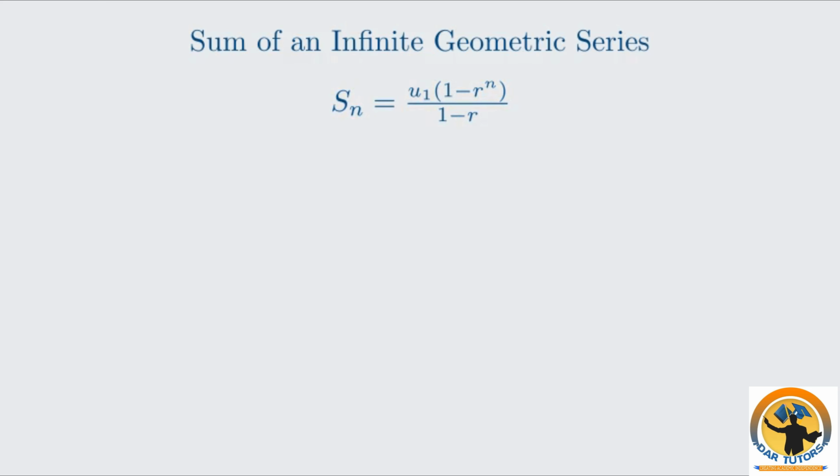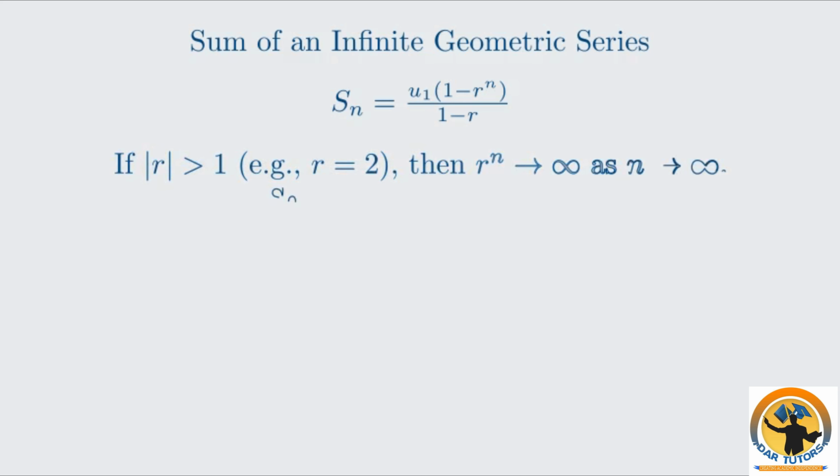The behavior depends entirely on the common ratio, r. If the absolute value of r is greater than 1, the term r to the n will grow infinitely large as n increases. This means the sum s_n will also become infinitely large. We call this a divergent series.